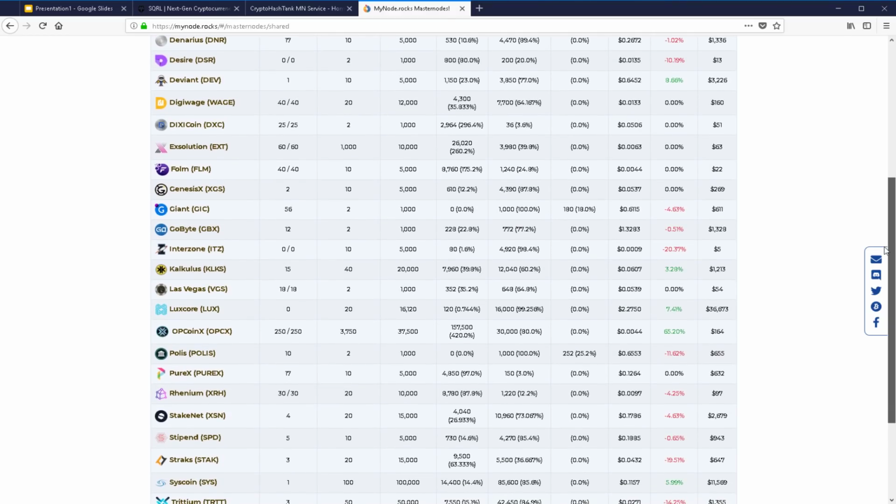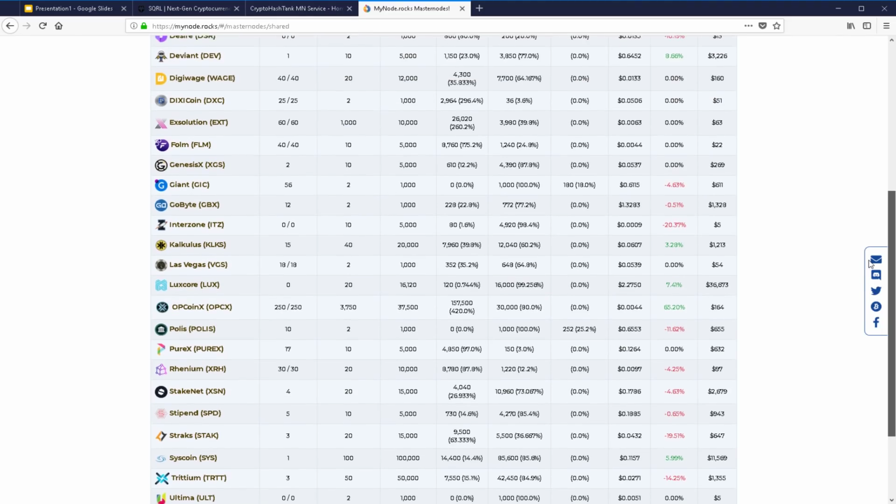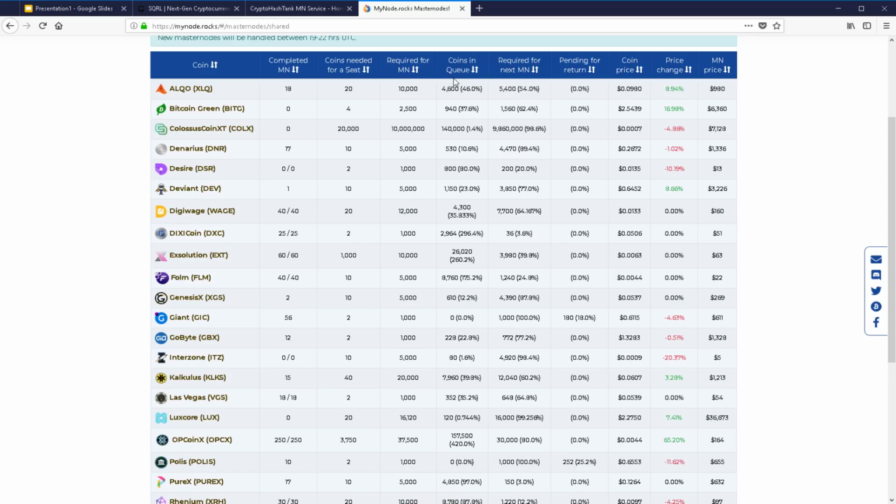LuxCore is probably one of the main ones that I know from there. Zoin is quite a big one. I think I've seen quite a lot as well. GoByte. But there's a lot of kind of newer coins there as well. It's quite good how it shows you coins in queue required for next Masternode pending for return.